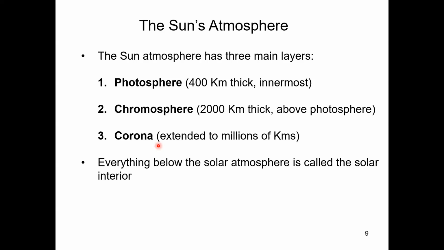So roughly, when it comes to the atmosphere of the sun, you need to remember this information. It has three sections: photosphere, chromosphere, and the corona. The photosphere is the lowest part of the atmosphere, just above the surface of the sun, and it's only 400 kilometers thick. It's not that big. And then comes the chromosphere. It's bigger than the photosphere, 2000 kilometers. And after that, you have the corona.